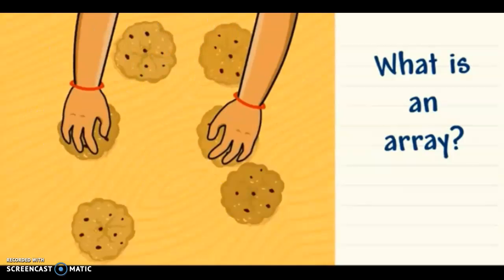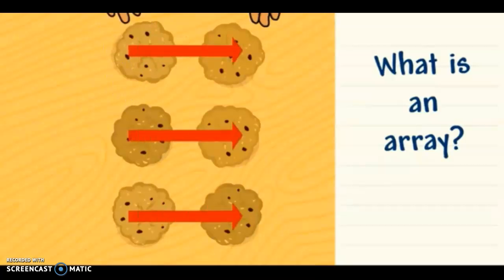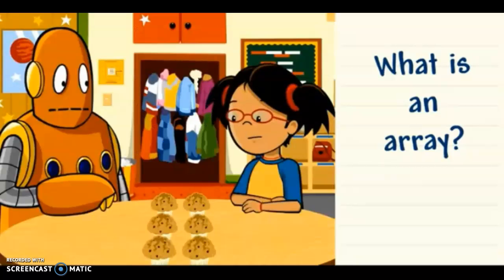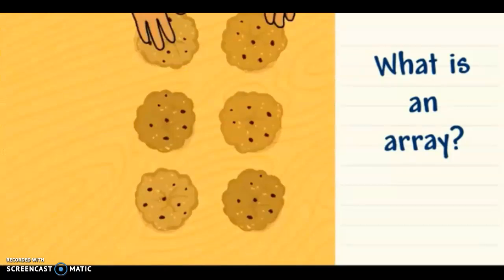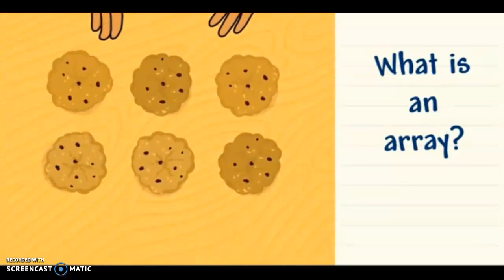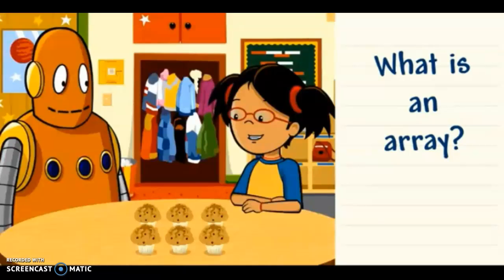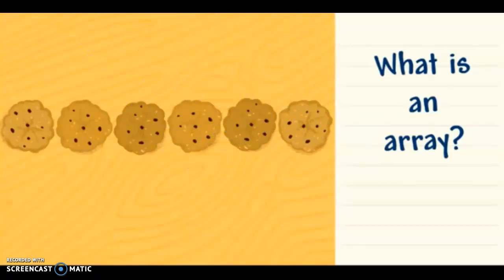I can organize these muffins into an array. I can group them into 3 rows with 2 muffins in each row. Or I can group them in a different way. I can make 2 rows with 3 muffins in each row. Right. You can also make 1 row with 6 muffins.